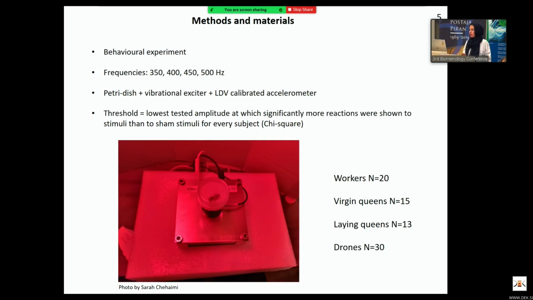So I ran a behavioral experiment, and I took into consideration the frequency that goes between 350 and 500 hertz. I placed the bee in a petri dish and the petri dish onto a combination of vibrational exciter and an accelerometer so that I could control the amplitude of the vibration I was giving and figure out the threshold, which was the lowest amplitude for which I found more reaction to the stimuli than to the sham stimuli.